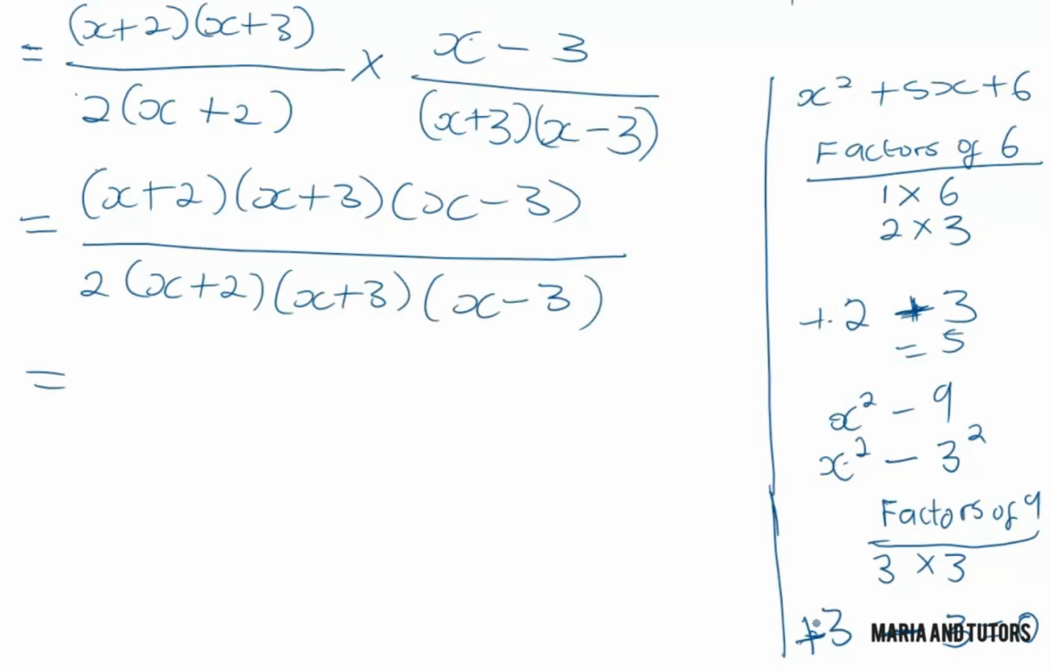After doing that, we're going to identify what is common in both the denominator and numerator. What is common is, in brackets, x plus 2, x plus 3 and x minus 3. So we're going to cancel out what is common from both our numerator and our denominator. In the numerator we're going to be left with 1 and in the denominator we're going to be left with 2, which means our expression simplified is 1 over 2.